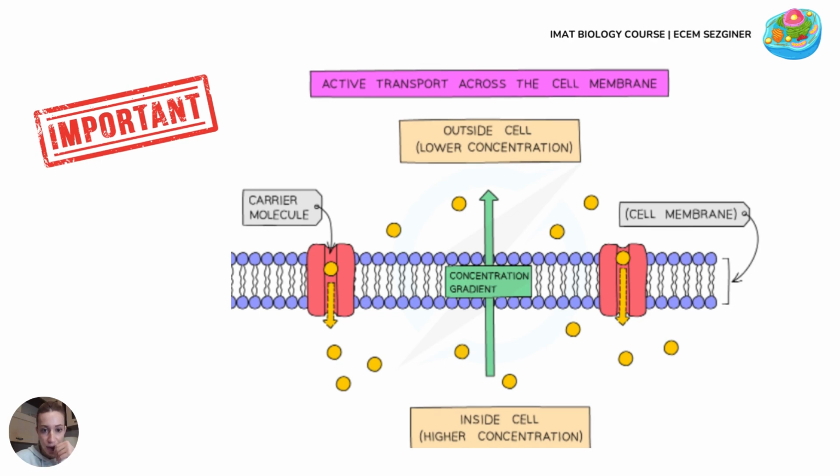Now you can see how it looks. We're working against the concentration gradient. So if it's higher inside the cell and lower outside the cell, and if we want to make the transfer happen from the lower part to the higher part, then we have to use energy to change the shape of the carrier protein.